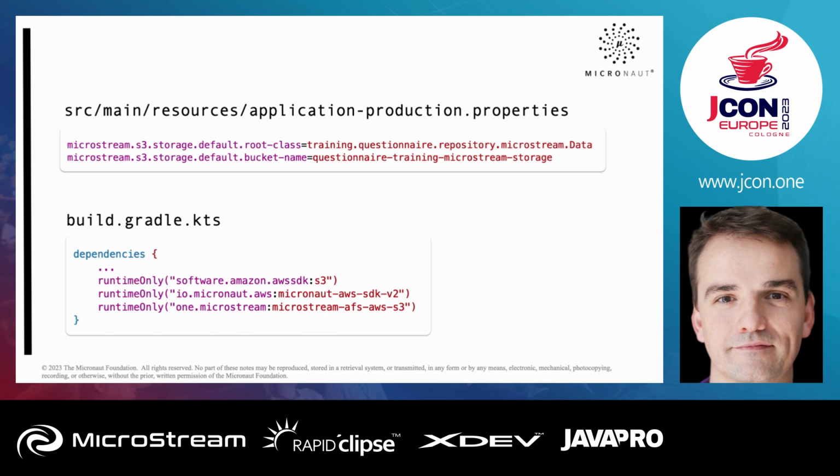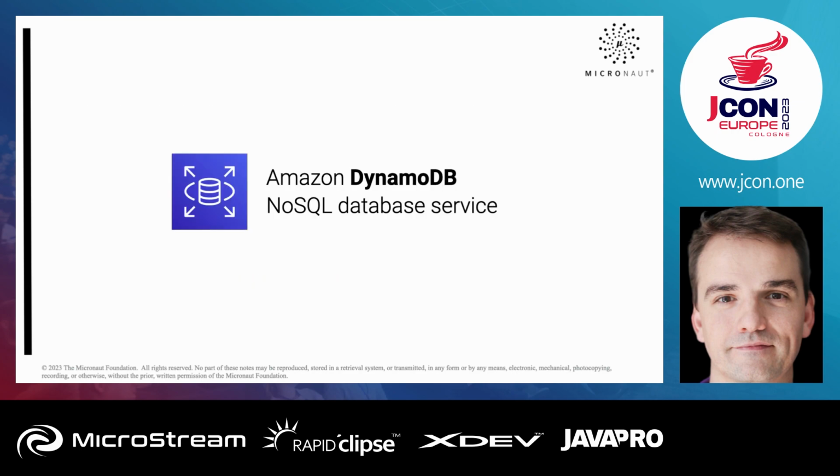So you have to do two things. One is you see microstream.s3, and then the bean name. So it could be default, could be whatever the name you prefer. And then you have to specify the root class. So that's where the graph is going to be. And then you select the bucket. That's where you're going to save. So that will be the bucket name. I created this bucket already. So this bucket exists. I actually don't know if it will try to create the bucket if it doesn't exist. I have not tried that.